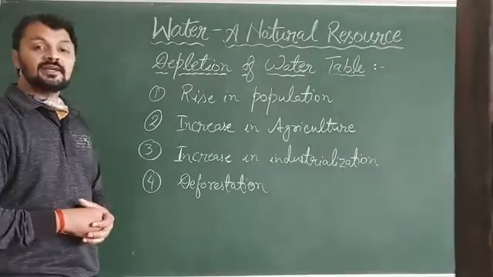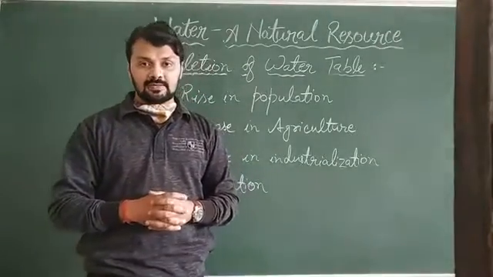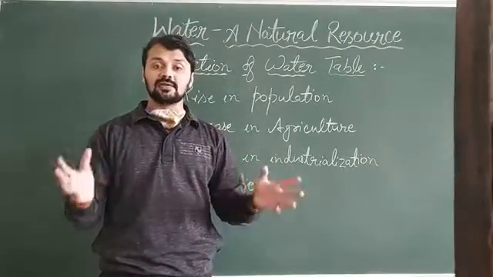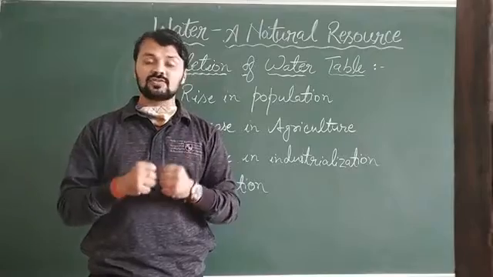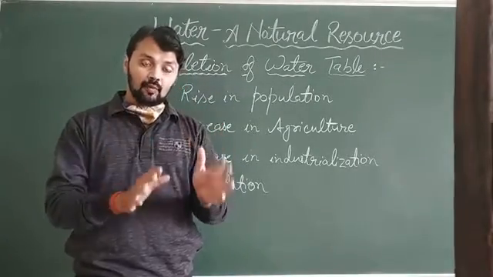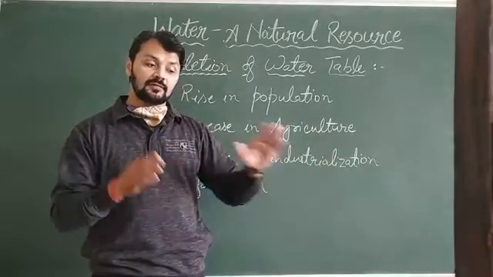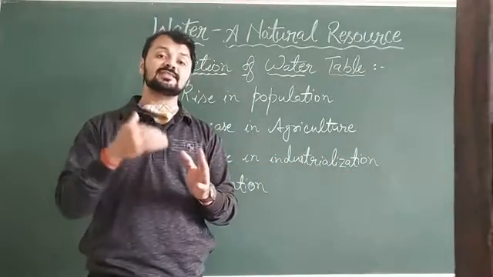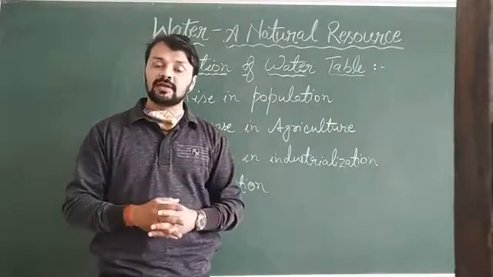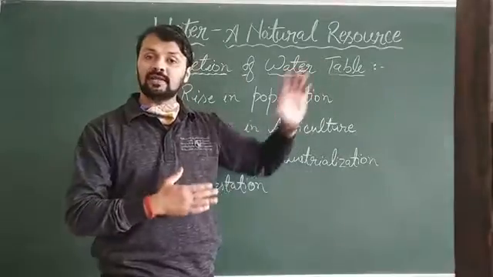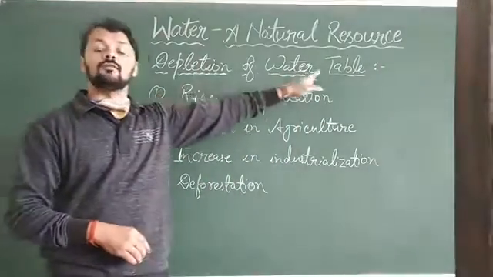The fourth one is deforestation. Deforestation means cutting down of trees. In the forest, a large number of trees are present. Trees hold the soil very strongly by their roots, and they slow down the flow of rainwater on the ground, which increases the rate of absorption of water through the soil. When the trees will not be there, the water will flow quickly and the absorption will be less. This will also cause the depletion of the water table.